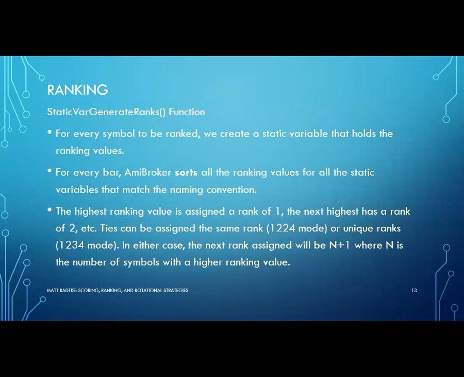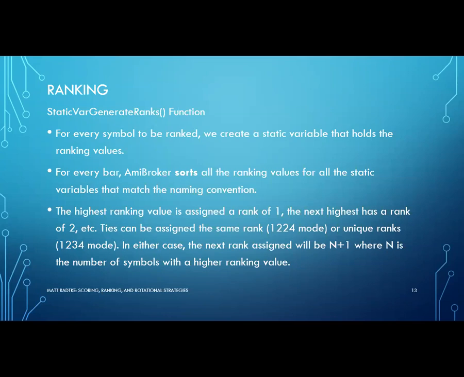The highest ranking value is assigned a rank of 1. The next highest has a rank of 2, etc. So that means if I want to give the best rank to the lowest RSI, I would have to store a value like 100 minus RSI so that I get all of those reversed, because otherwise AmiBroker is going to give rank number 1 to something that has an RSI of 100.